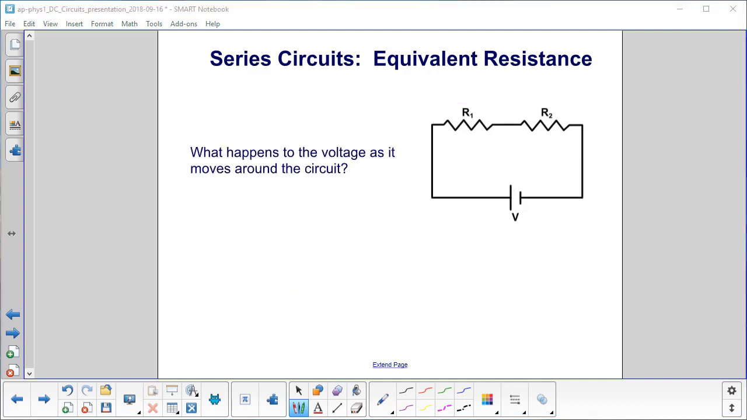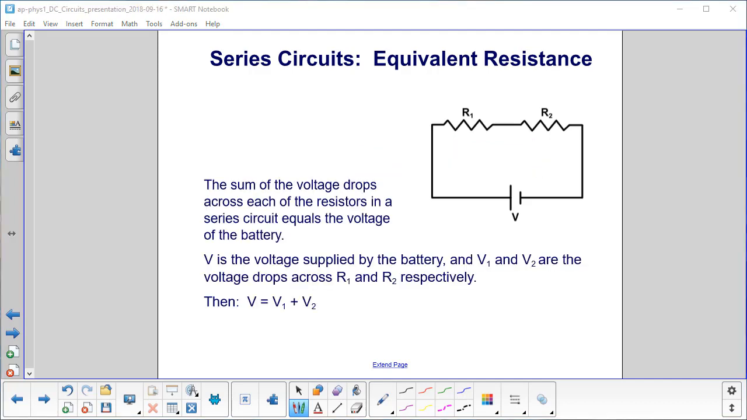What happens to the voltage as it moves around the circuit? That's the energy per charge as the charges move out of the battery and through the resistors. What happens to that energy per charge or voltage? The sum of the voltage drops across each of the resistors equals the voltage of the battery. So if the battery is supplying V, let's talk about V as energy, because it's energy per charge. Let's just pick one little charge here. We'll call the charge Q. Charge has a certain amount of energy per charge, or voltage.